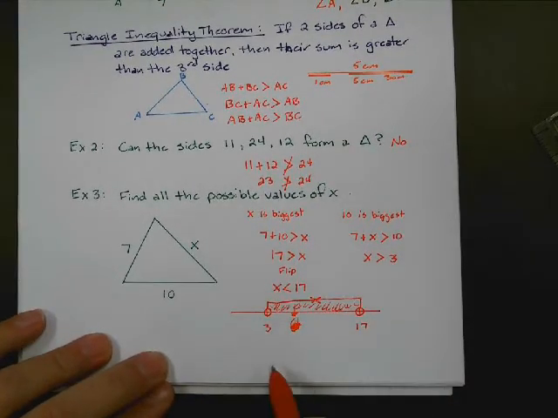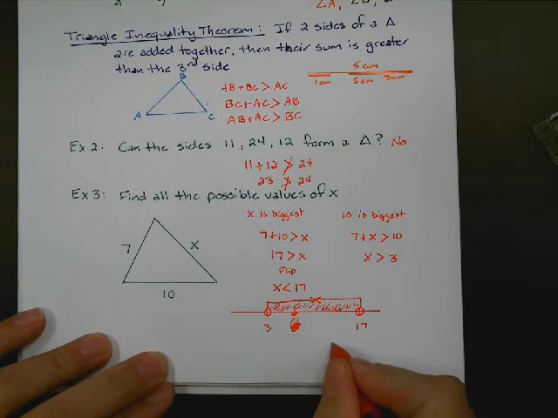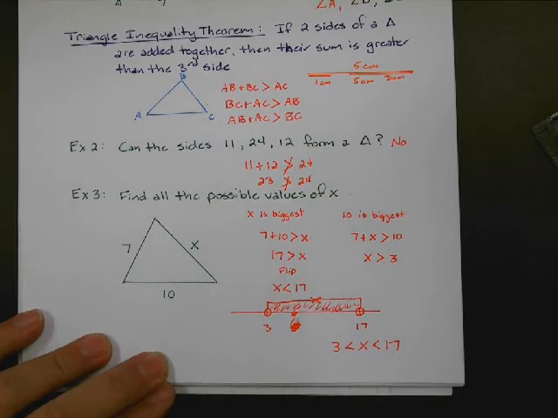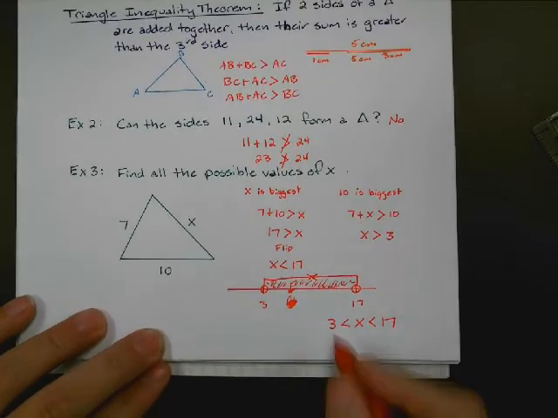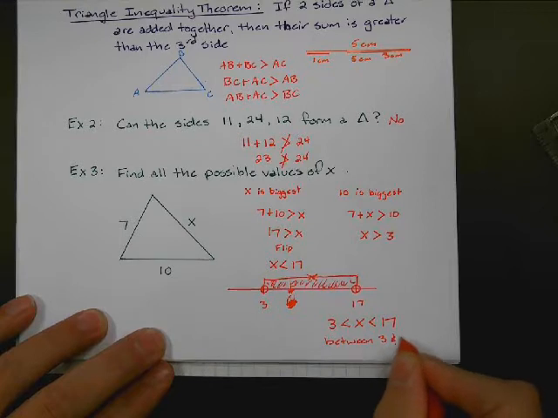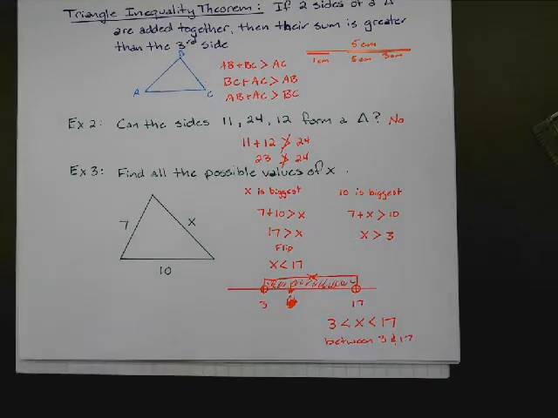Anyways, so this is telling me that my x values have to fall between 3 and 17. Now, how would I write that? I would write it like this. 3 has to be less than x, and x has to be less than 17. I would also accept between 3 and 17. I really don't like that, but whatever. So between 3 and 17.